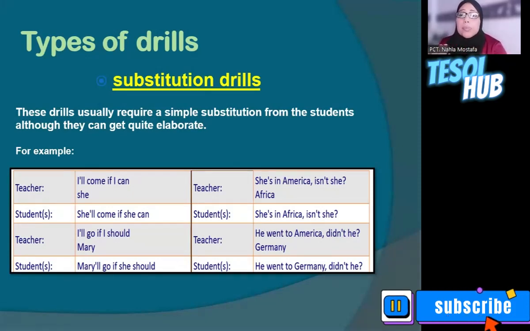Okay, so another one, she is in America, isn't she? Africa. She is in Africa, or she's in Africa, isn't she? She's in France, isn't she? So every time you replace one word. He went to America, didn't he? Use Germany. So he went to Germany, didn't he? And so on. So we replace one word, it means substitution drills.